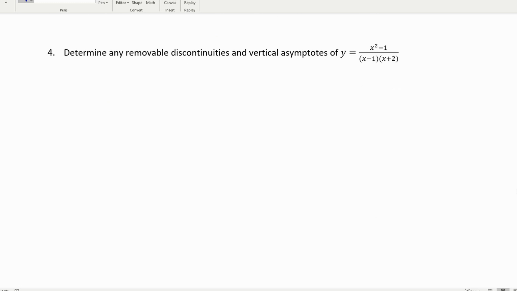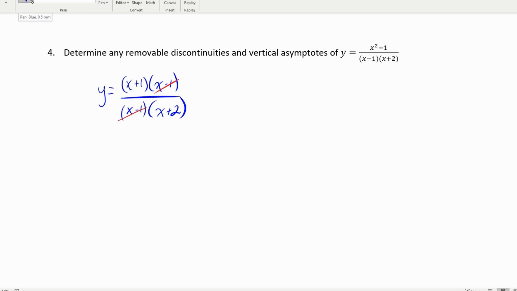All right, determine any removable discontinuities and vertical asymptotes of this function. What I noticed first is that the numerator is not factored right now, so let's factor that real quick. With x squared minus 1, I have a difference of squares. So let's write that out as x plus 1 and x minus 1. Now in my denominator, I have x minus 1 and x plus 2. The first thing I notice is that these x minus 1s in the numerator and denominator are the same, so those divide out.